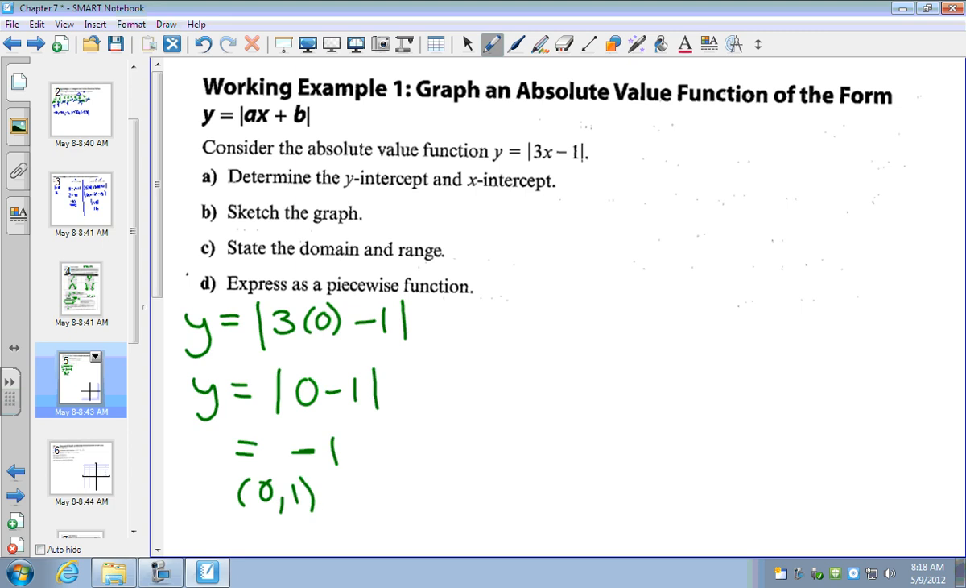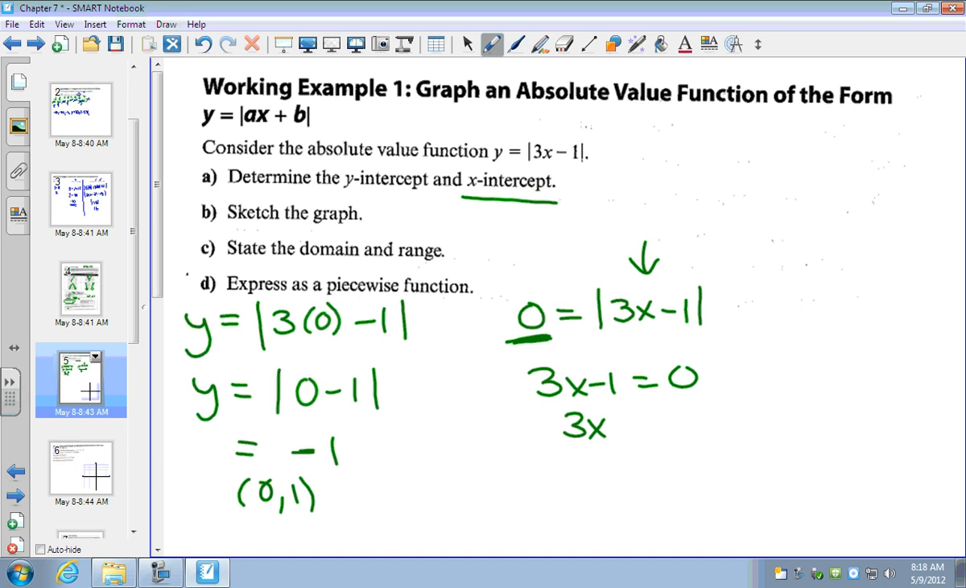Okay, let's do the x-intercept. We're going to let y equal 0. So 0 equals the absolute value of 3x minus 1. Remember we said last section that the absolute value of 0 is just 0. So this has to be 0 in order for that to be 0. So we're just going to set 3x minus 1 equal to 0. We get 3x is equal to 1. X is equal to 1/3. So our other point is 1/3 and 0.